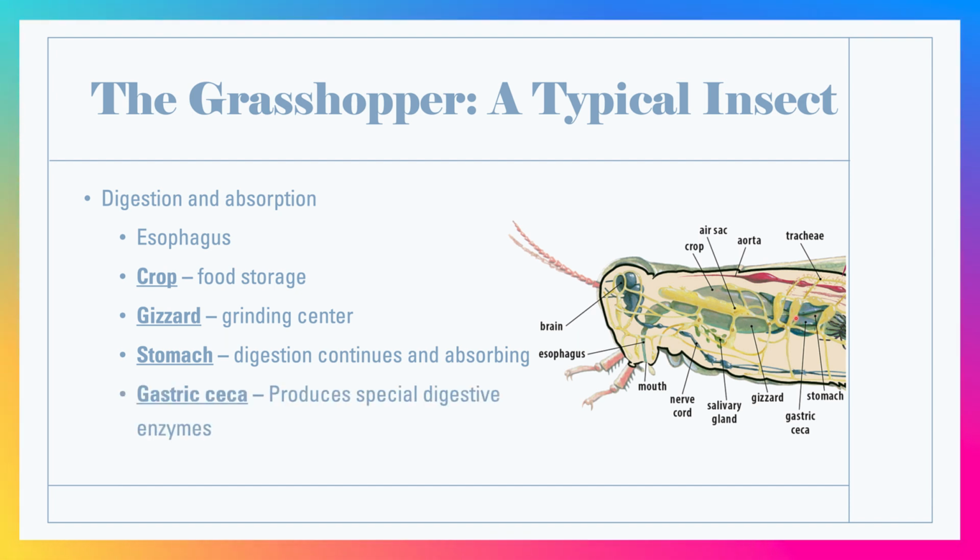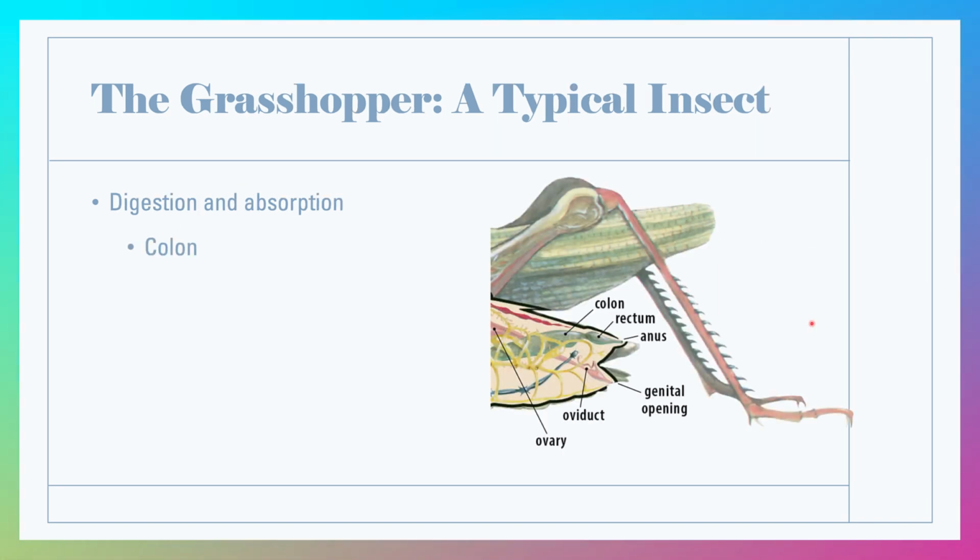And behind the stomach is a place called the gastric ceca, which does not exist in mammals and in humans. And this produces special gastric enzymes to digest food. The latter part of the digestive system is the colon. The colon is where water is generally reabsorbed, and then what's remaining after the food has been absorbed is dispelled through the rectum and anus.